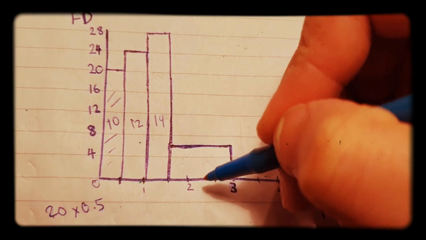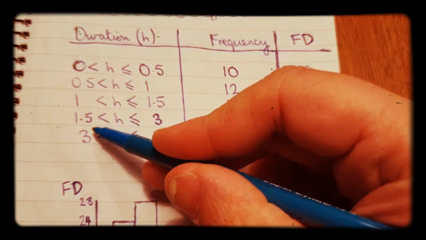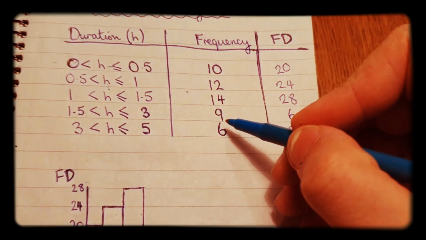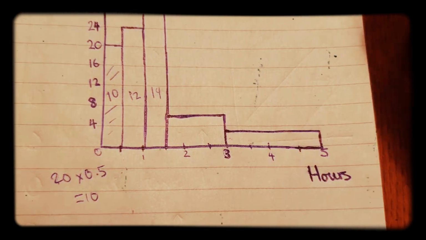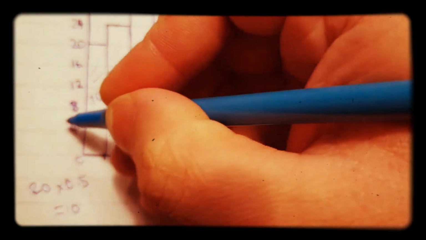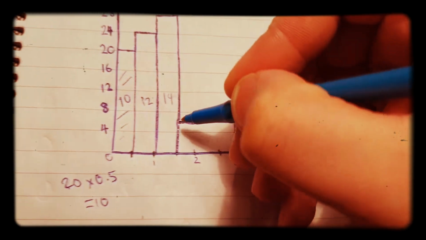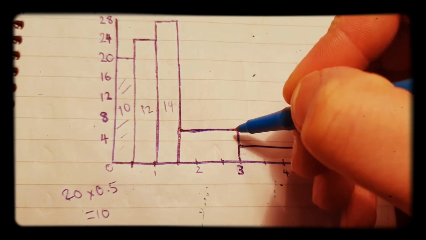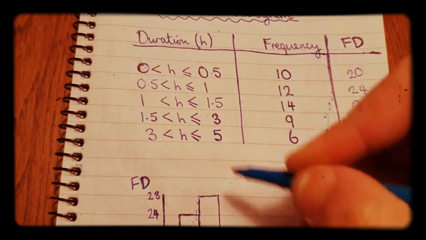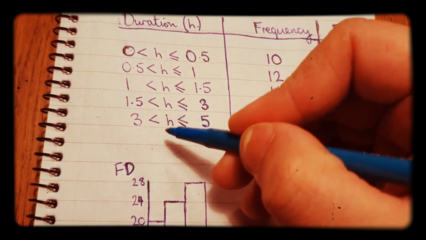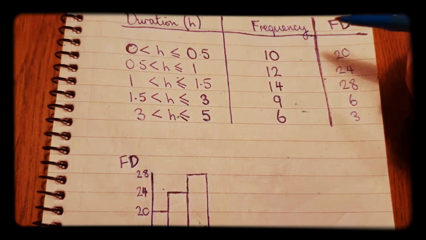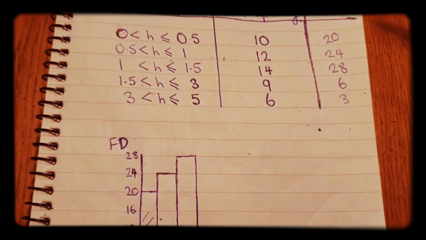Okay, now this column here, we have 1.5 to 3. So that's this class here, 1.5 to 3. We had 9 as the frequency and 6 as the frequency density. And that's why the height of this bar is 6, as you can see here. But we're going to draw a wider bar this time, because the class width is wider, 1.5 to 3. There's 1.5 between the start and the end of that class.